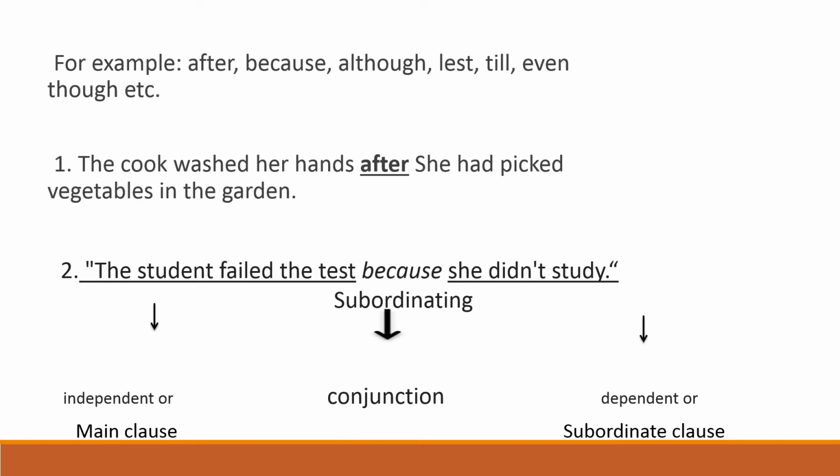Then number two: The student failed the test because she didn't study. So you see, the student failed the test is an independent clause or main clause. It can stand on its own and yet make meaning. Because she didn't study, because there is a subordinating conjunction that joins the other clause, the subordinate clause, she didn't study, to the main clause. All right, I hope you're following.